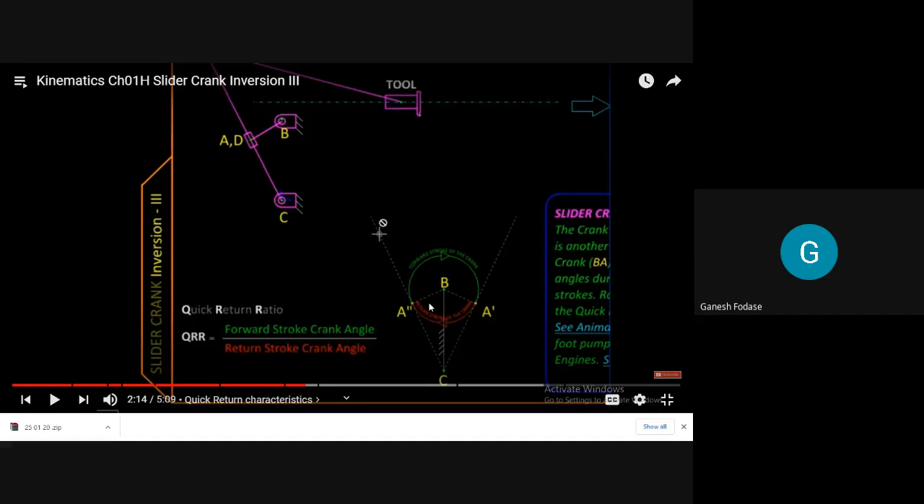As the angle is less, the time required is less, and that's why, from a design point of view, we must design a mechanism in such a way that the return is quicker. Hence we should design it so that it travels more angle during cutting and less angle during the return stroke.